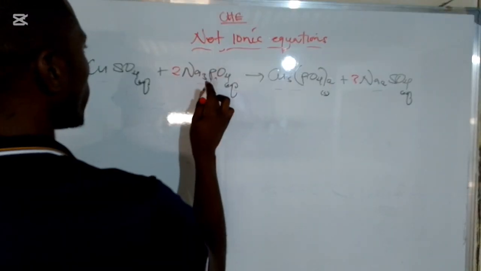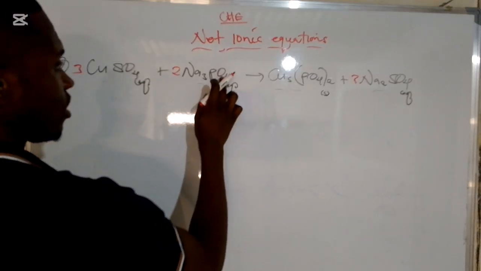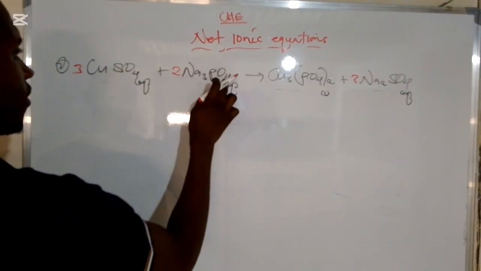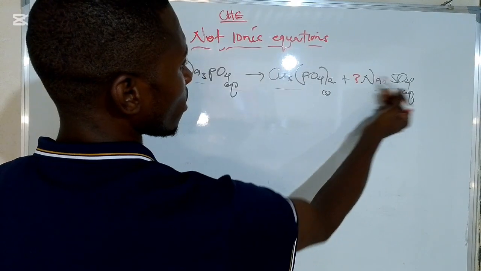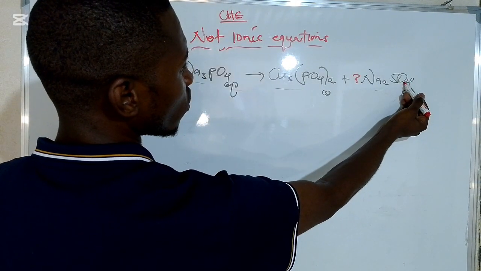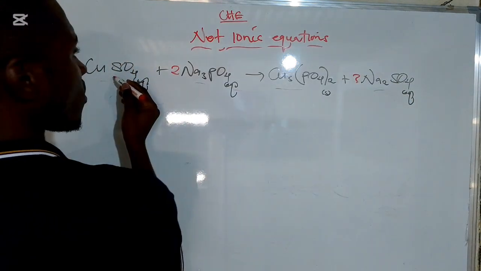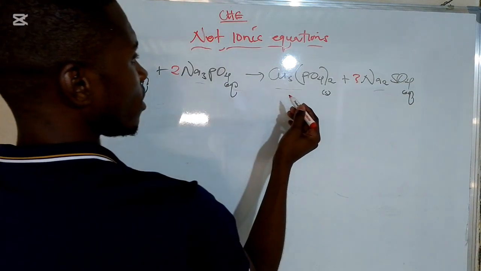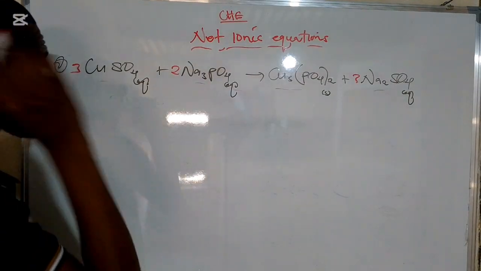Then 2 by 4 we also have 8. Then these 3 by 4 we have 12. Sulfur 3, then also here sulfur 3. So I think it's balanced. According to what I'm seeing, it's balanced.